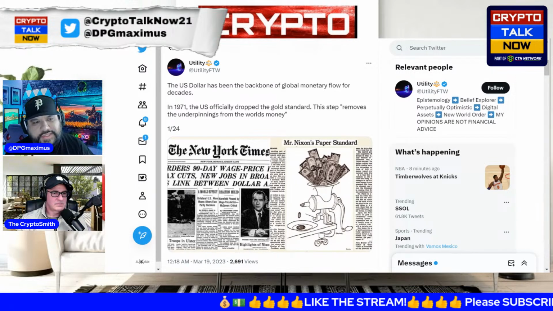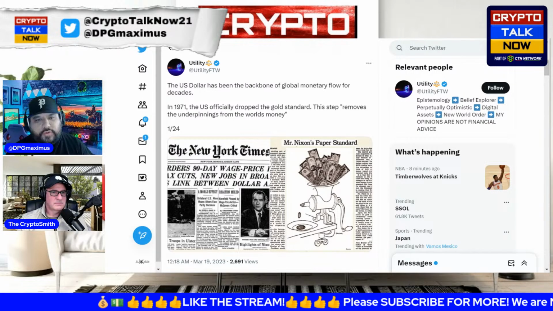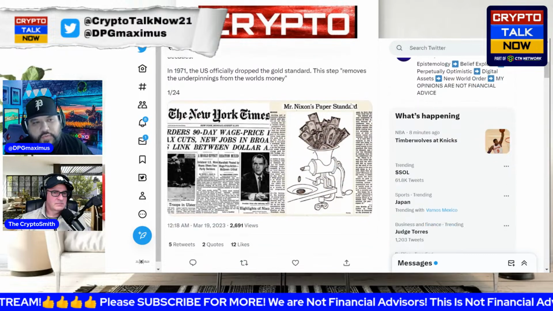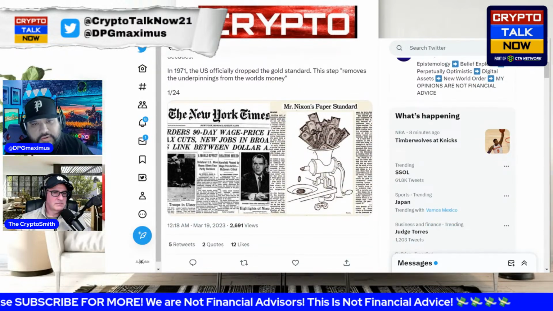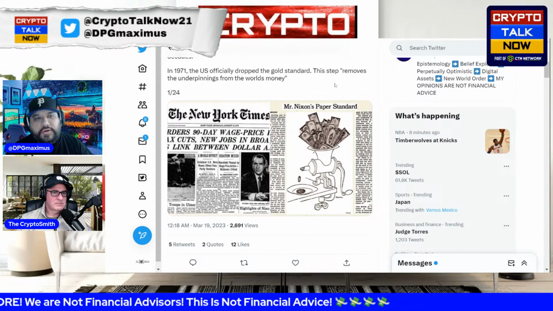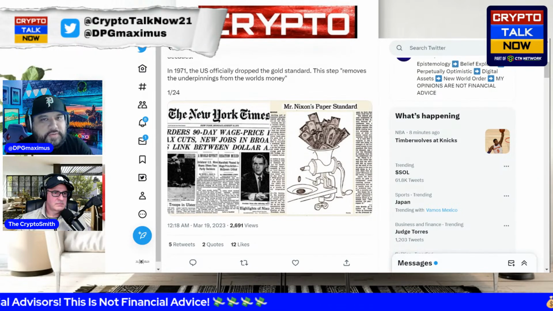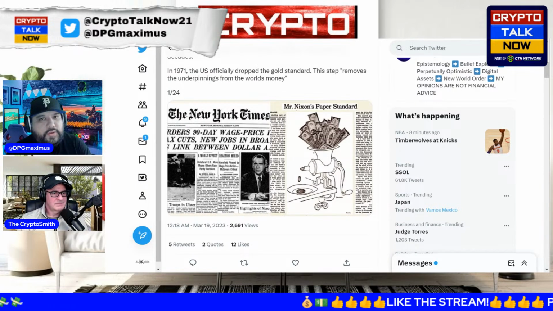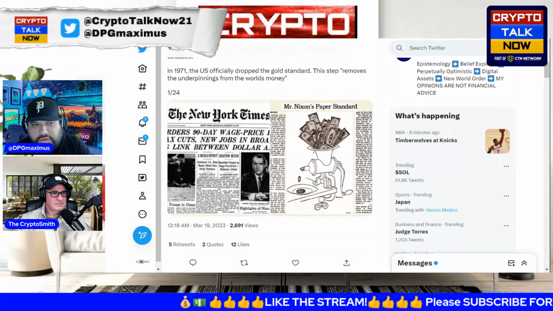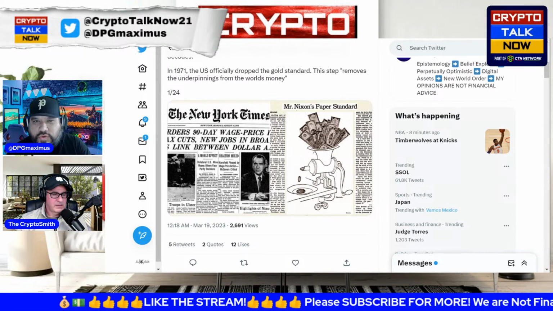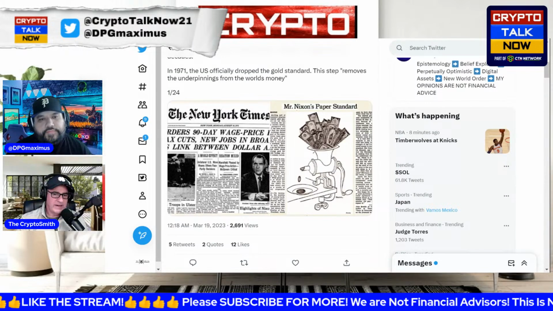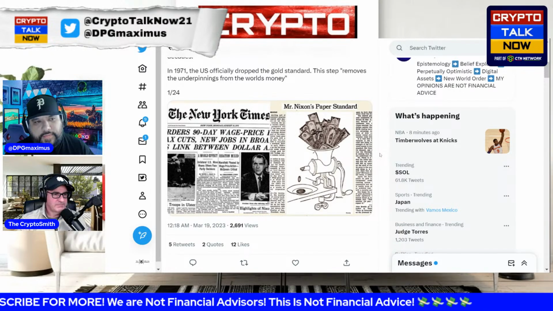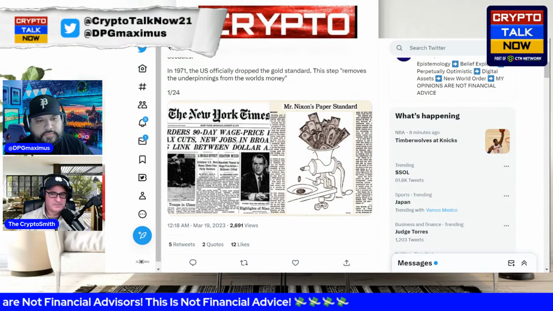But look at this. The US dollar has been the backbone of global monetary flow for decades. Look what's mentioned here. Some of you guys already know about this. In 1971, the US officially dropped the gold standard. This step removes the underpinning from the world's money. And I also think it's funny, Sean, that in 1971, Mr. Klaus Schwab got the whole World Economic Forum going right after that. Don't you think that's really weird or coincidental? I don't know if there are coincidences when you're talking about this world's money. There's a plan for everything.